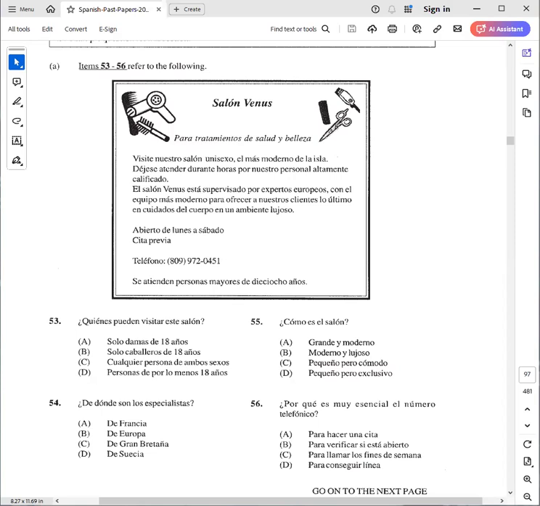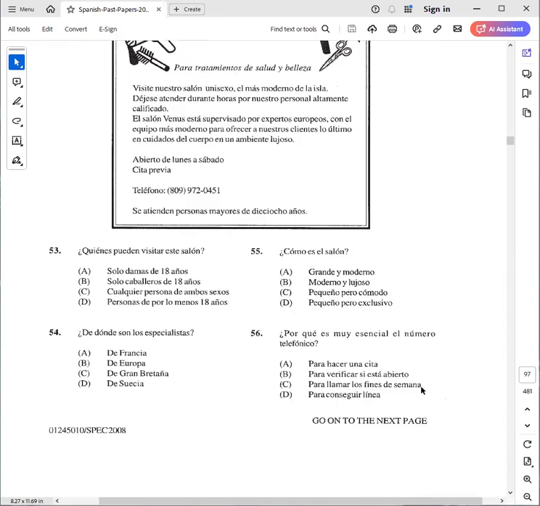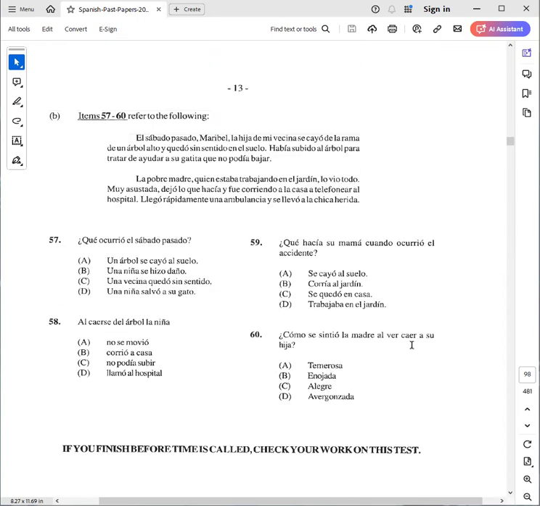And 56, ¿por qué es muy esencial el número telefónico? Why is the telephone number essential? Lo siento. So it says to make the appointment, right? So hacer una cita. And the last one, so ¿qué ocurrió el sábado pasado? So what happened last Saturday?